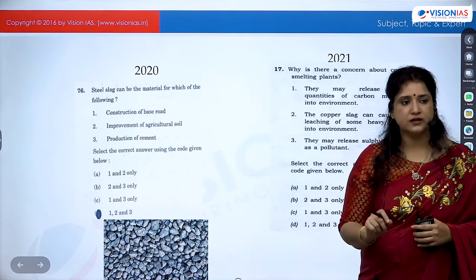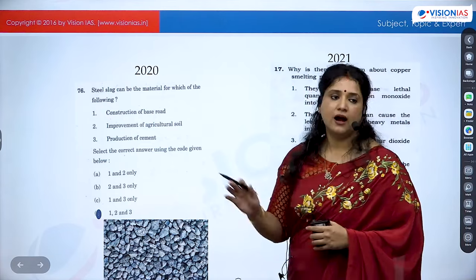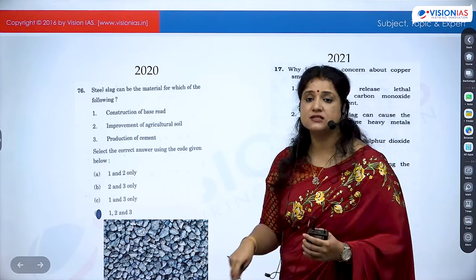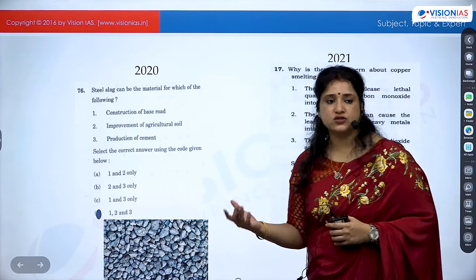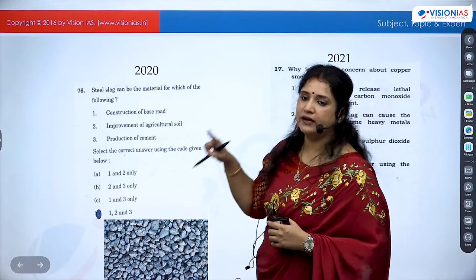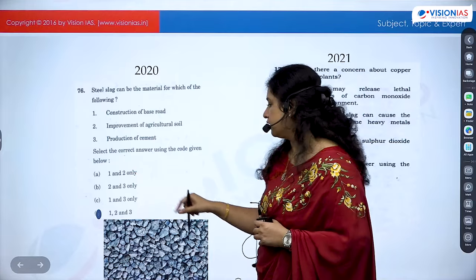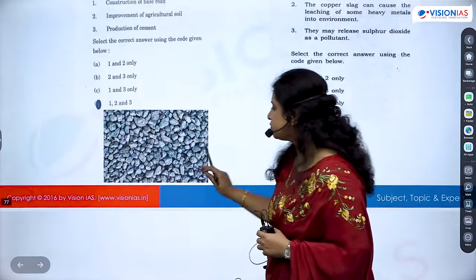The question was a bit difficult for that time, but it gave an idea that everybody has to understand steel slag, copper slag, whichever industry related items are being reused, because fly ash had already been asked. Fly ash had already been asked, so this was a logical corollary. So the answer is correct, and this is what it looks like.